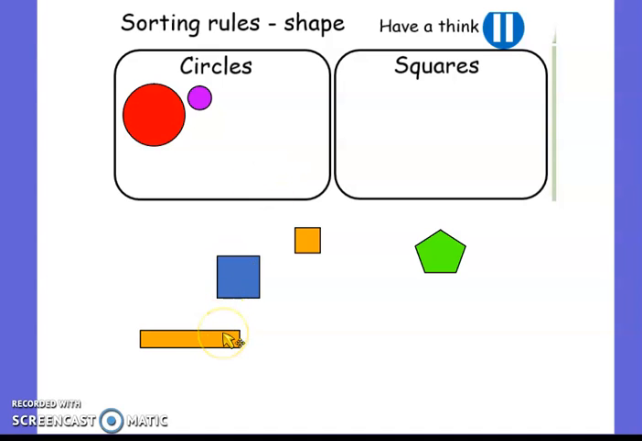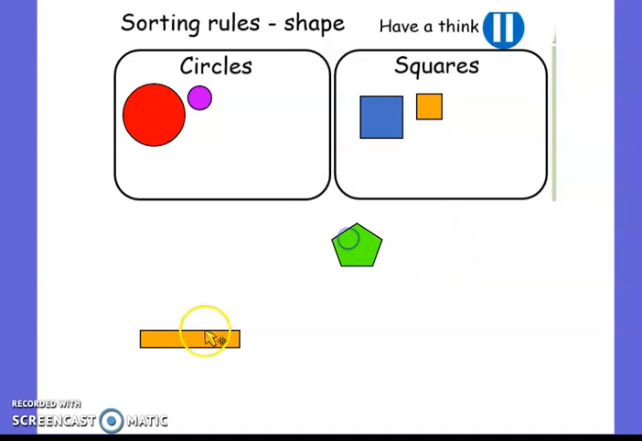Squares, is this one a square? No, that's a rectangle because 2 sides are longer than the rest. So that's a square, and that's a square, and what's this one? Pentagon. Yeah, so pentagon and my rectangle don't fit into my sorting diagram this time, but I've sorted all the circles into the circles box and all squares into the squares box. So that's what we're going to be doing today, some sorting, and we need to check the rule and we need to check the headings of our boxes.